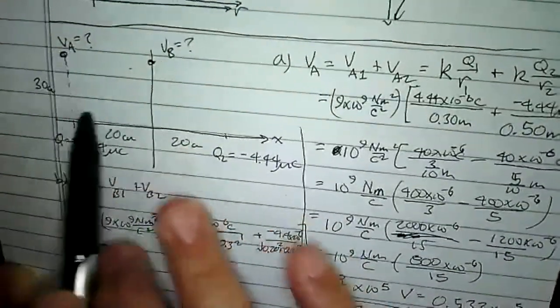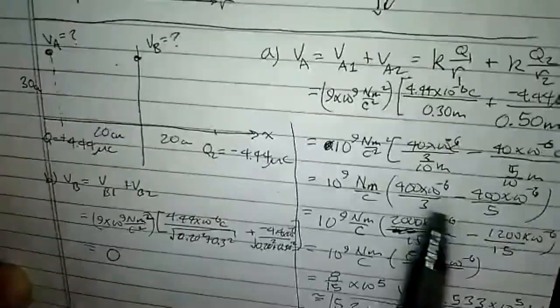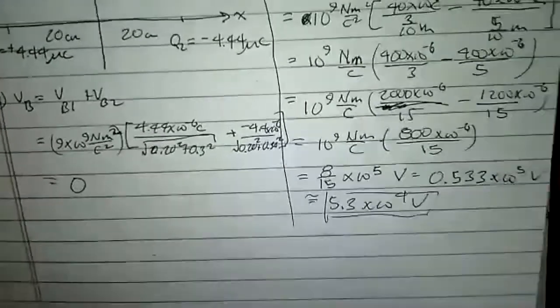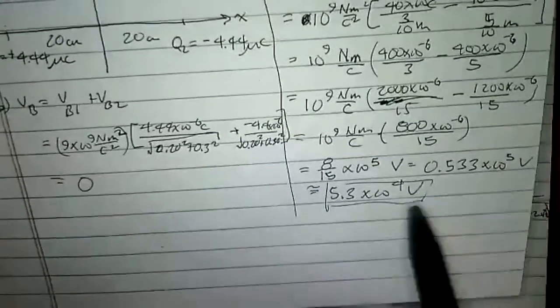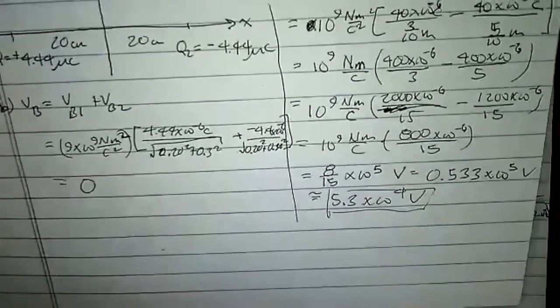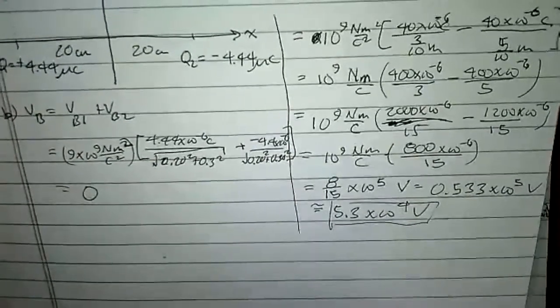And because this is a 3, 4, 5 triangle, you knew that distance would be 50 centimeters. When I did that, I came up to 5.3 times 10 to the 4th volts. Hopefully, because I did all that arithmetic without using the calculator, except for when I divided 8 by 15, and even then I didn't have to, but I know y'all didn't want to watch me do long division.